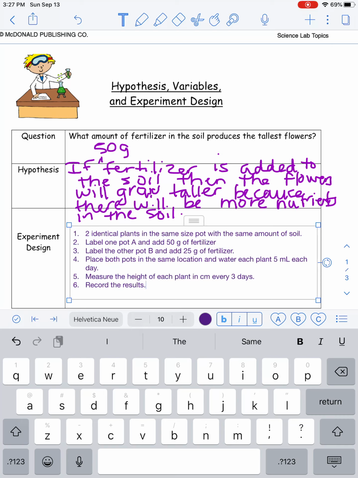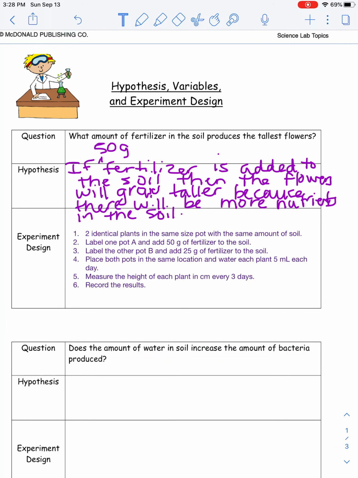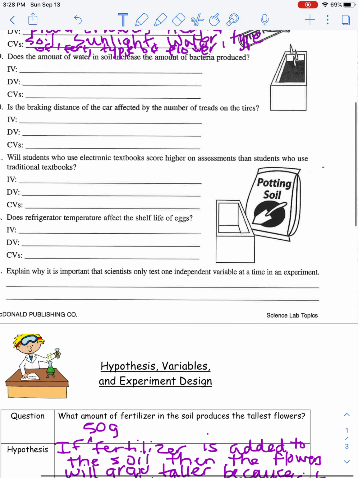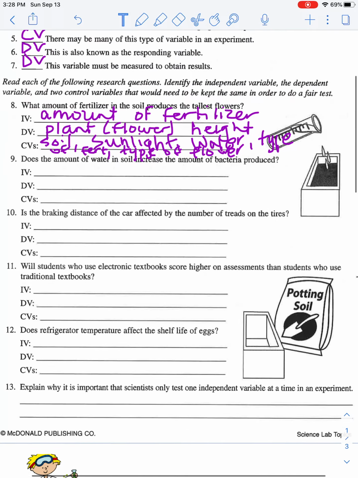same amount of soil. Label one pot A and add 50 grams of fertilizer to the soil. Label the other pot B and add 25 grams of fertilizer to the soil. Okay, place both pots in the same location and water each plant 5 milliliters each day. Measure the height of each plant in centimeters every 3 days. Record your results. Okay, so that is how I would set up an experiment. All right, so let's scroll back up and do one more.